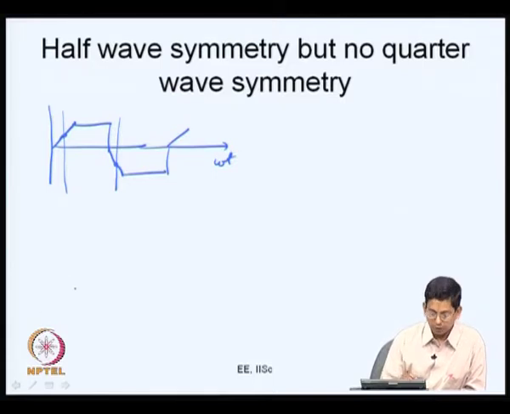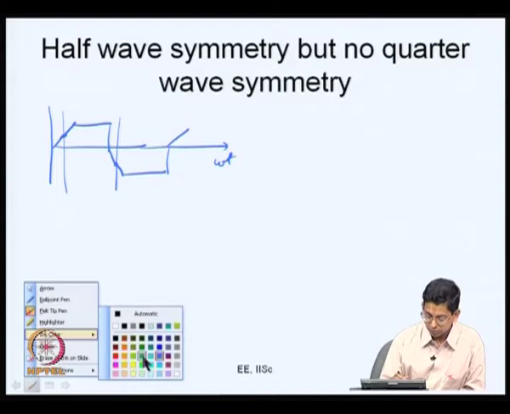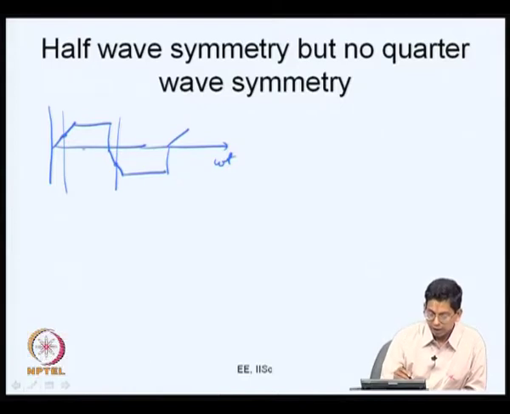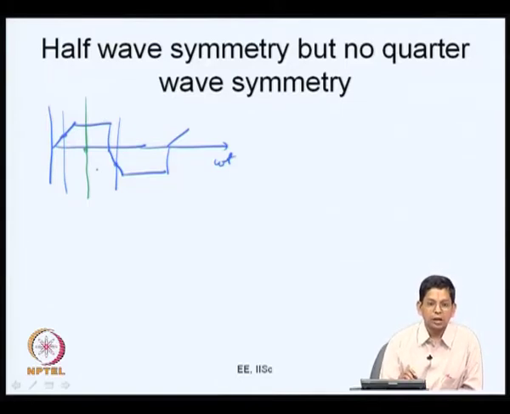But if you look at quarter wave symmetry, you look at 90 degrees, you take T by 4. I do not know where it is 90 degrees, strictly speaking, but anywhere from here, the waveform is not really symmetric about a particular line. So, this lacks quarter wave symmetry. In such cases, it is a little difficult for us to judge where the fundamental phase is.